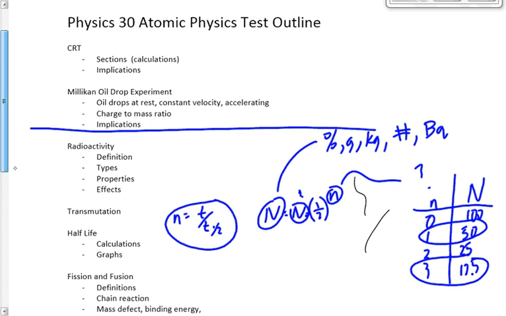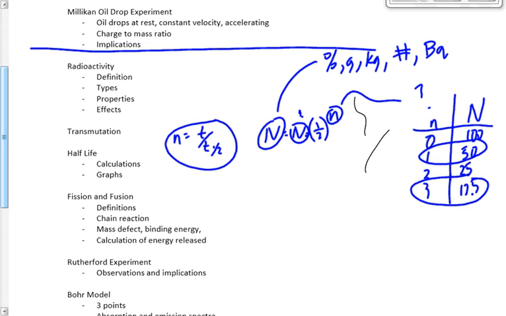And do your thing. As far as the graphs that go along with this, they're always going to look the same. You're going to have n on the y-axis, t on the x-axis, and the shape of it's going to look like this. You're going to have to do one of 2 things here. What are they? If you want to find the time that it takes to get to a certain amount, you're going to go over and down and read off that time.